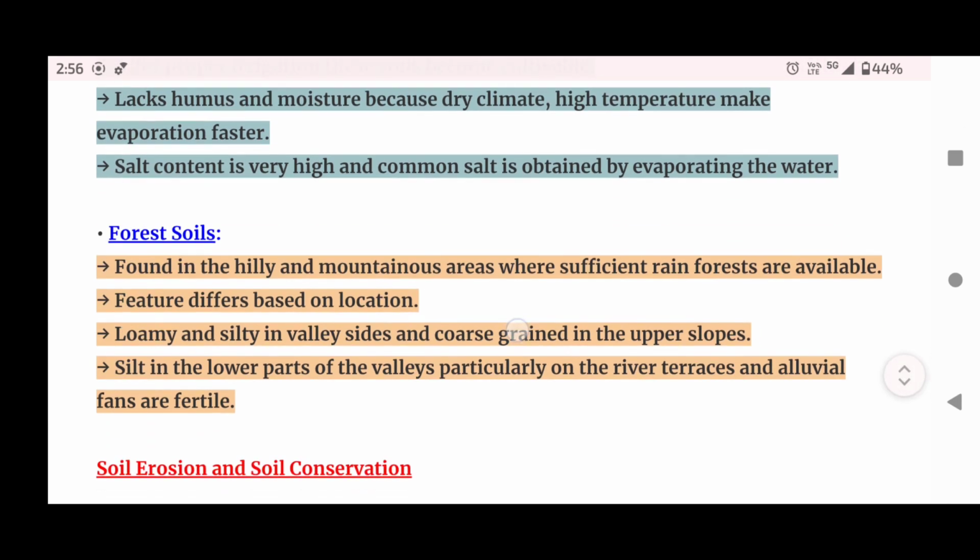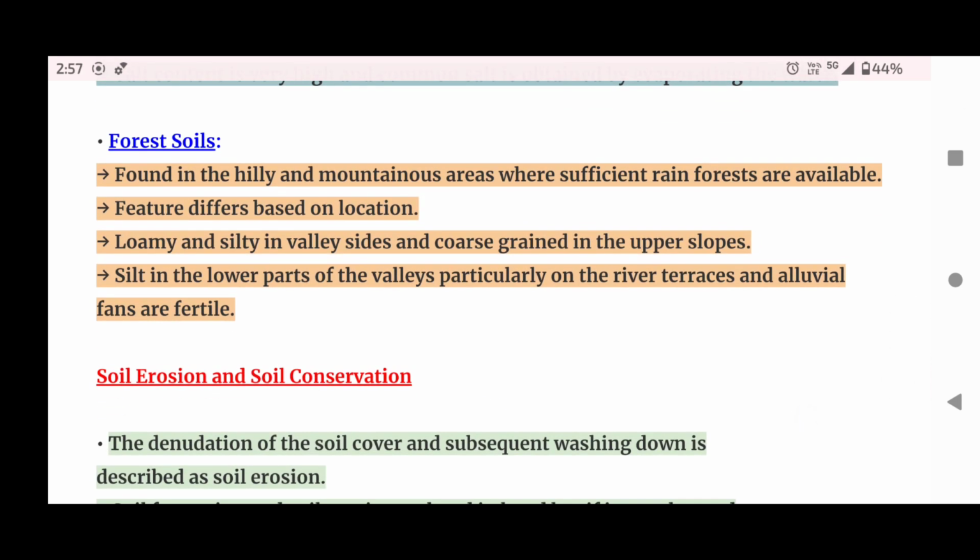Now the forest soil. Forest soil is found in the hilly and mountainous region where sufficient rainforests are available. Features differ based on location. Loamy and silty in valley sides, and coarse grained in the upper slopes. Silt in the lower part of the valleys, particularly on the river terraces and alluvial fans, are fertile.